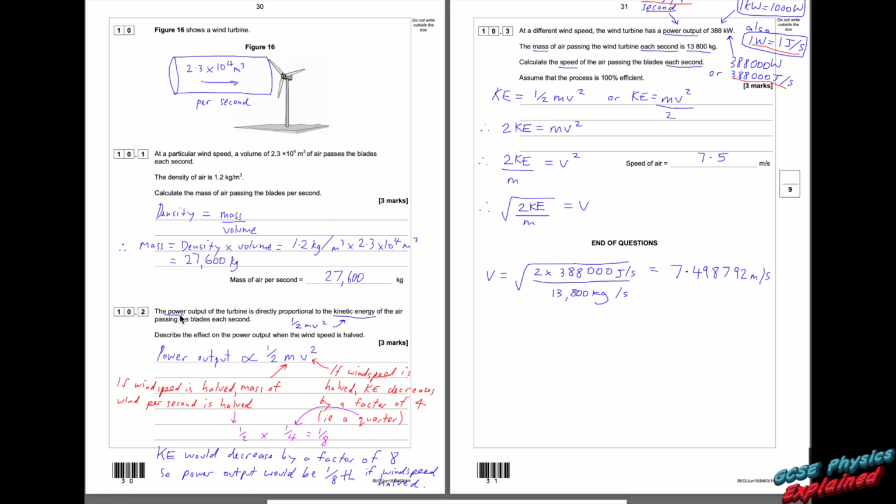Part 2. The power output of the turbine is directly proportional to the kinetic energy of the air passing the blades each second. So kinetic energy is a half mv squared. So describe the effect on the power output when the wind speed is halved. Okay, it's a bit trickier than you think, this one. They say that the power output is proportional to the kinetic energy, so that's proportional to half mv squared.